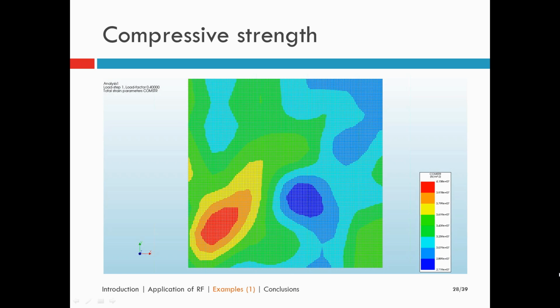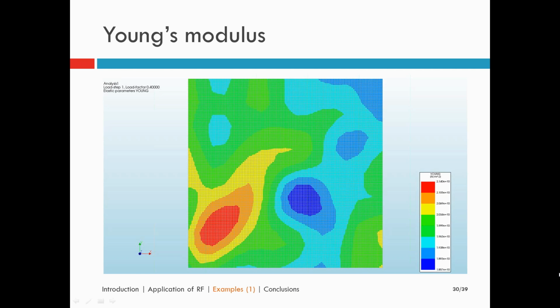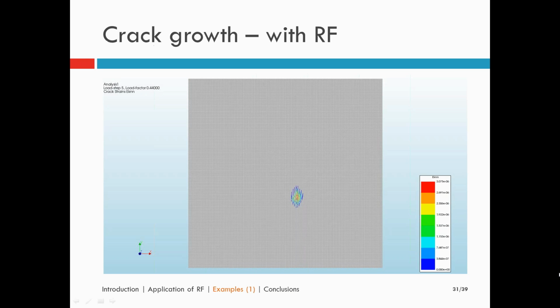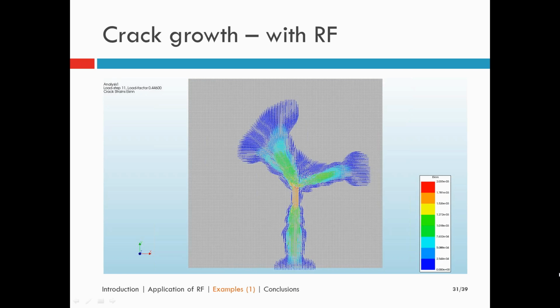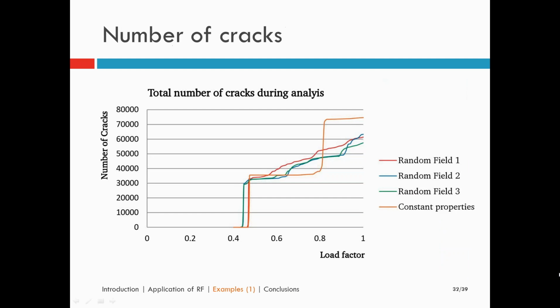So now we will use a random field where the compressive strength varies, as you can see on this slide, and the tensile strength varies, and also the Young's modulus varies. And as you can see, in the middle of the concrete floor there's a weak spot, and there also the cracking starts. And from there the crack grows to, again, a cross pattern, and finally also secondary cracks arise. And this gives us a similar crack pattern but somewhat more asymmetric. So here you can see what the result is of using a random field.